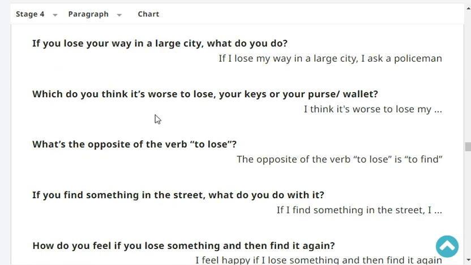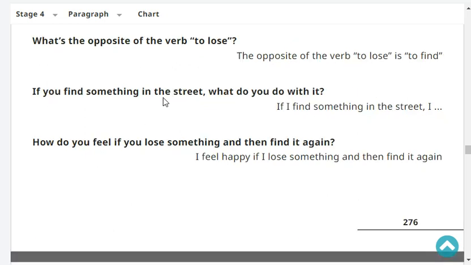Which do you think is worse to lose, your keys or your purse? I think it's worse to lose my keys. Very good. What's the opposite of the verb to lose? The opposite of the verb to lose is to find. Right?